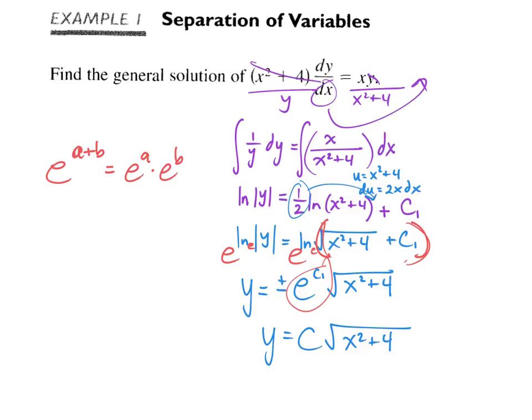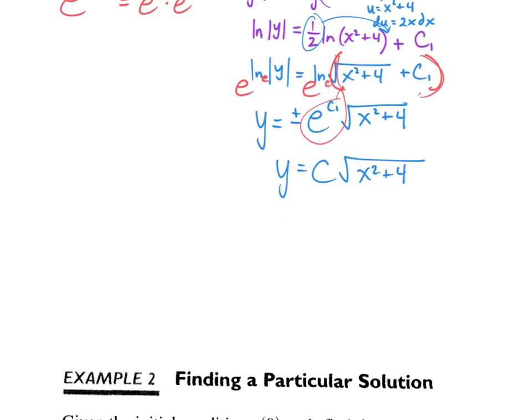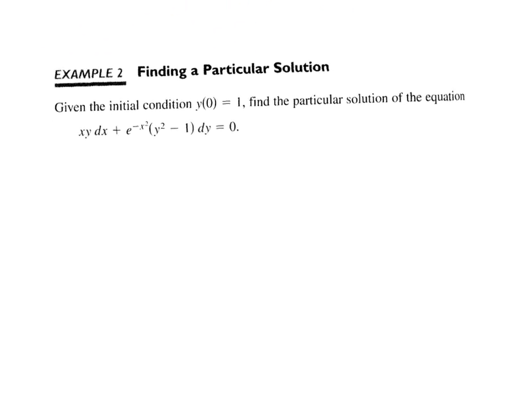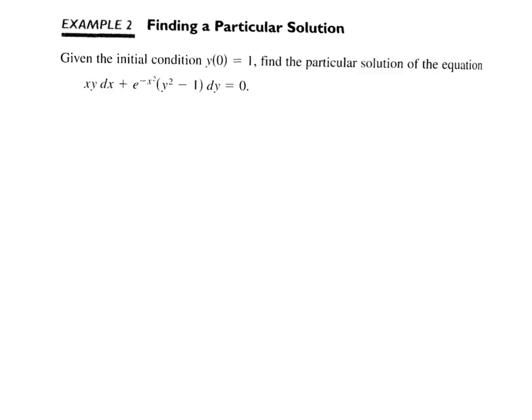Of course, the next thing they're going to do is actually give you values and have you plug in. So if you don't have to deal with an e, it's just a little bit nicer. Right? Yes. So, okay, find a particular solution given the initial condition y of 0 is equal to 1. Find the particular solution of the equation. Separation of variables.